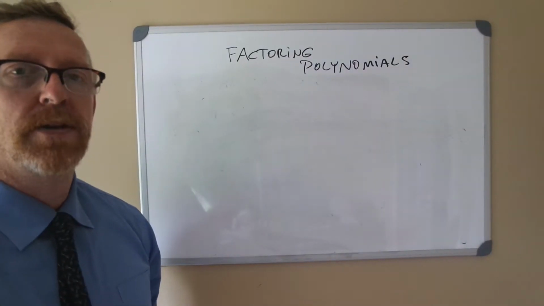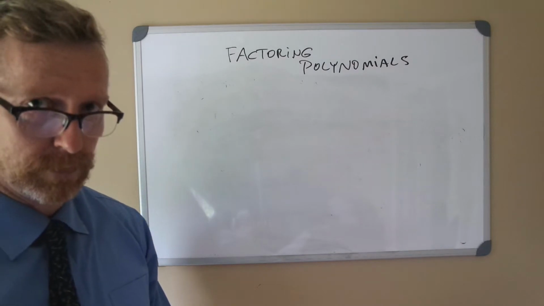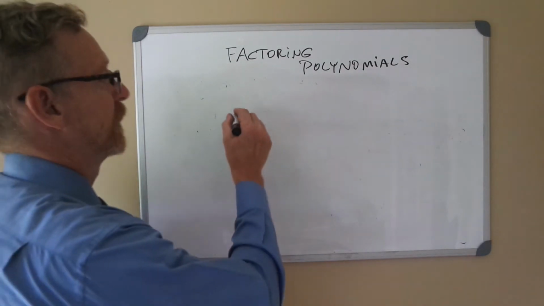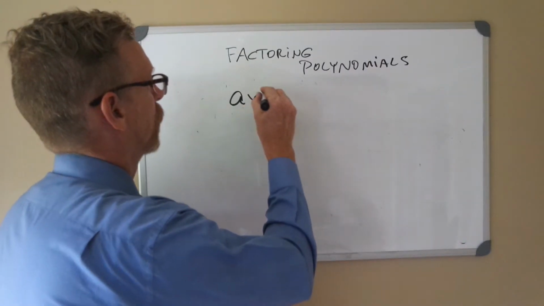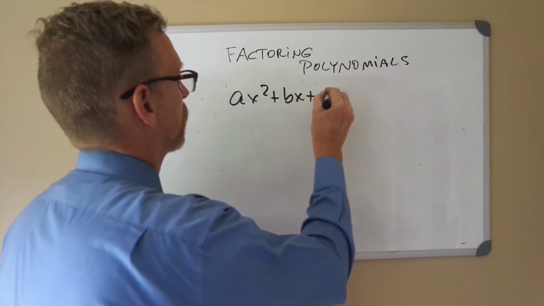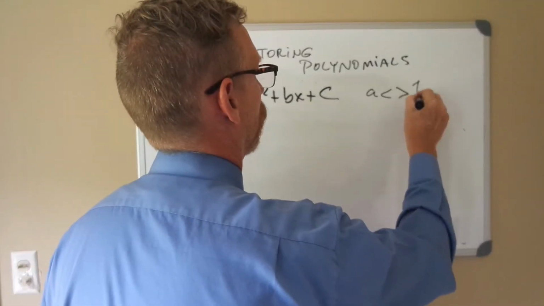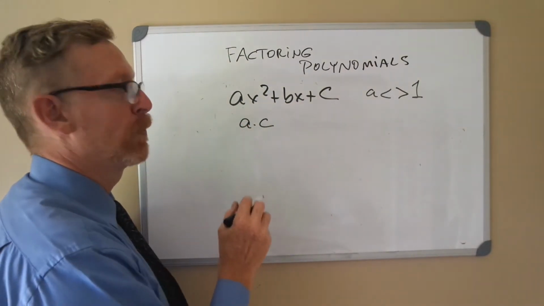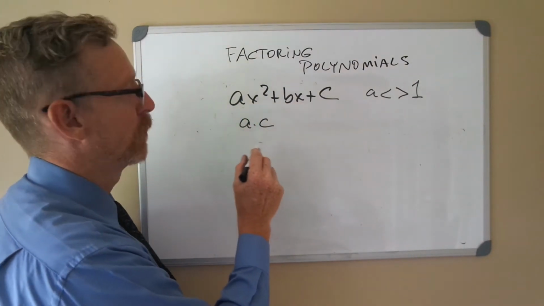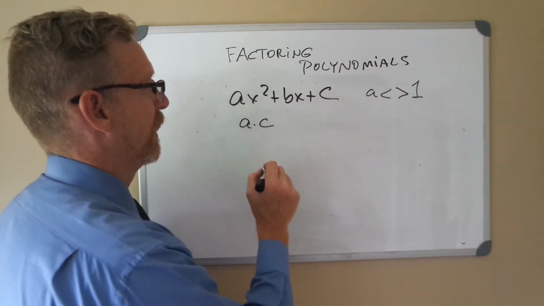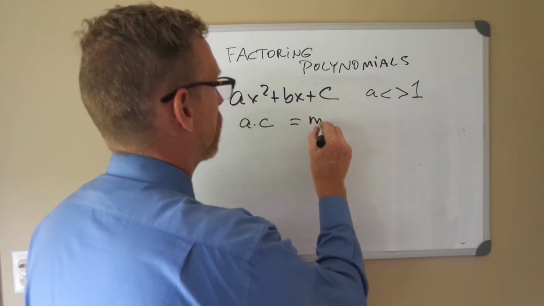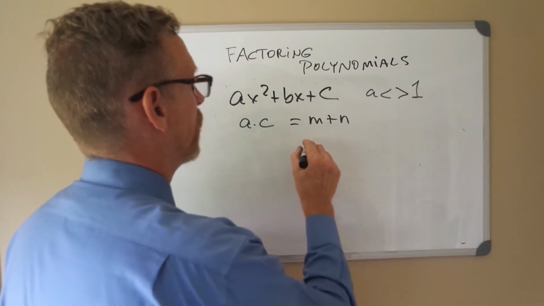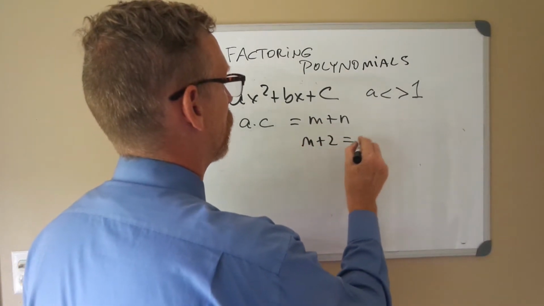Another method within the fourth method for ax squared plus bx plus c is the grouping method. Again, we're solving for ax squared plus bx plus c, where a is not equal to 1. Here what we want to do is multiply a times c, and then factor this product so that the sum of the factors is equal to b. So if a times c is m times n, we want m plus n to be equal to b.